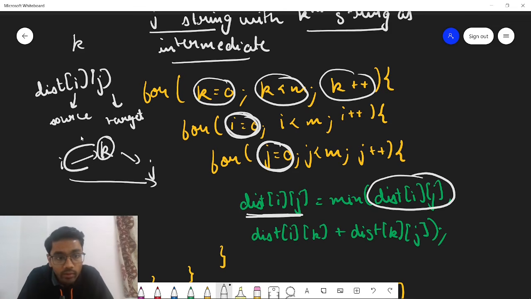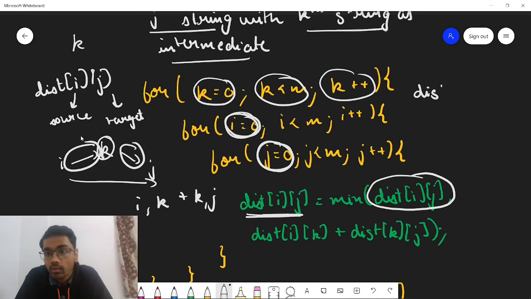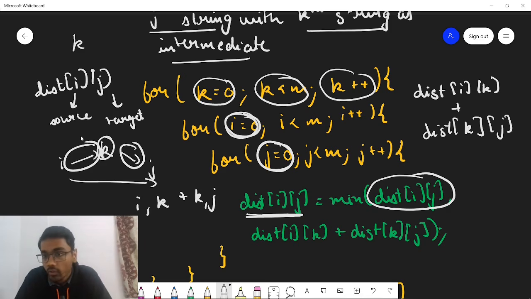So first we need to get this distance i comma k. This should be minimum, and then we need to add to it the distance k comma j, which also should be minimum. So we can get the distance of i comma k, which will give us the minimum cost to convert source string i to target string k. Then we need to convert this k string to the j string at minimum cost. So we will take the distance of k comma j. This will give us the minimum distance to convert source string k to destination string j.